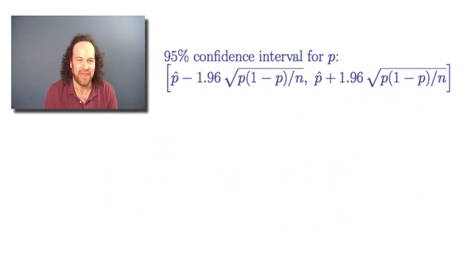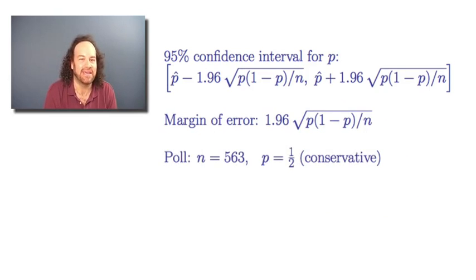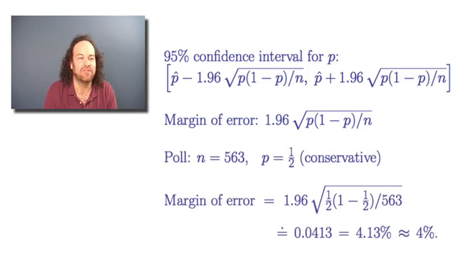Well, that something is often called the margin of error. And indeed, if we compute in this case, with the conservative assumption that P is a half, we compute the margin of error to be just a little bit more than 4%. So that's why that opinion poll said that the margin of error was plus or minus 4 percentage points. They meant that when you compute the half width of the 95% confidence interval, it does indeed work out to be approximately 4%.